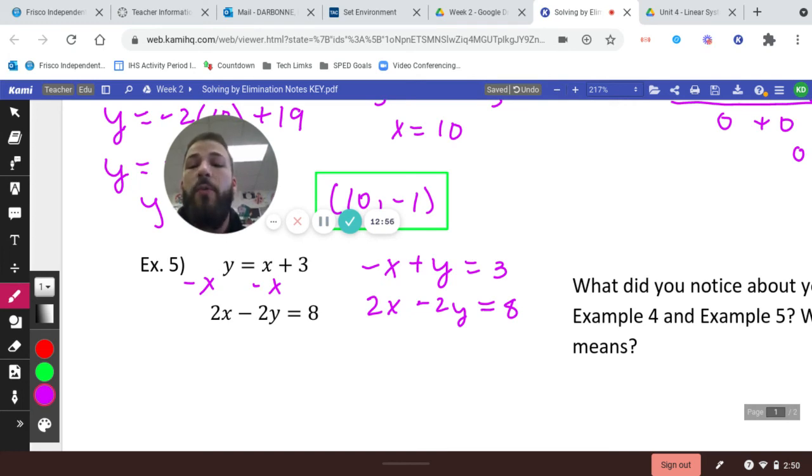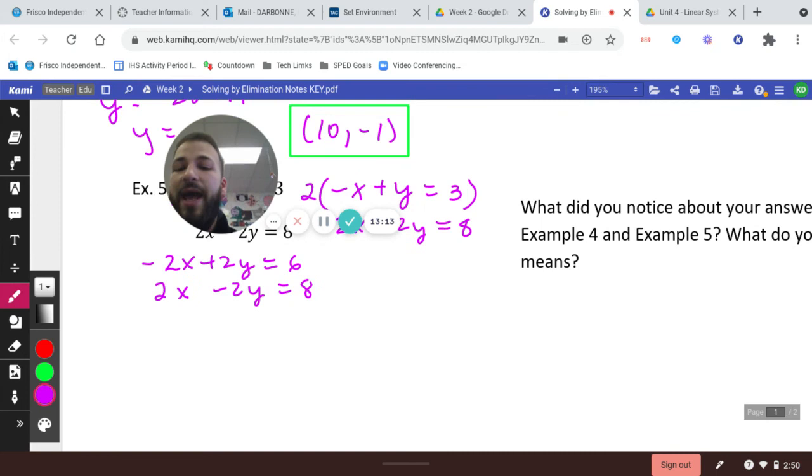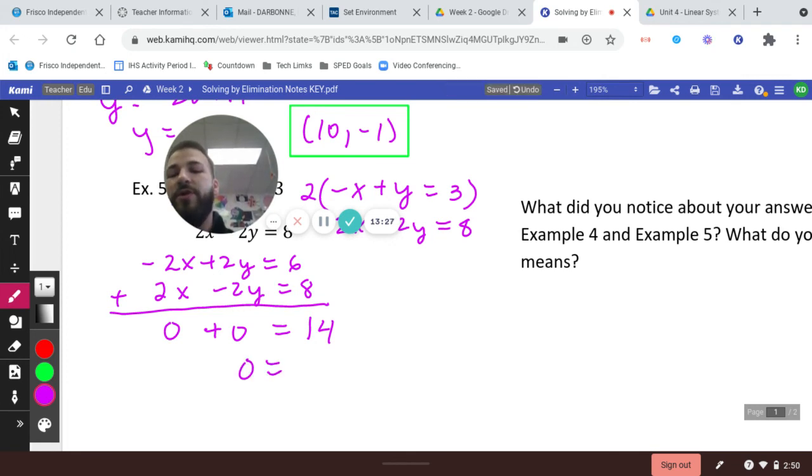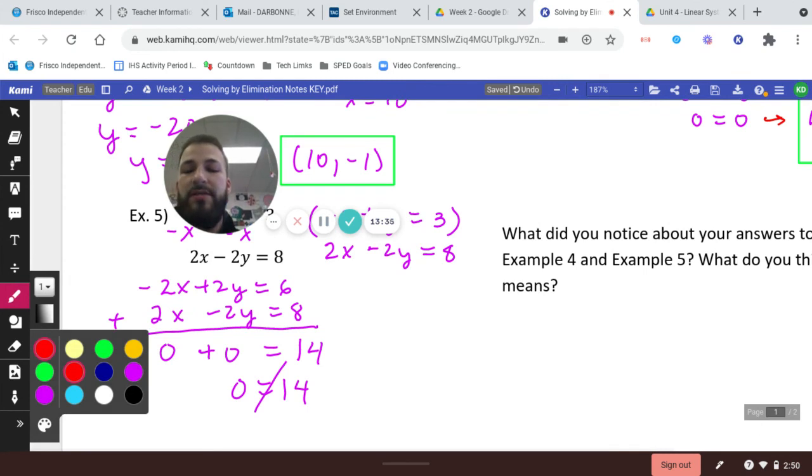So once again, negative x, 2x, y, negative 2y, we're not going to get it to cancel out, but this time we can just multiply one equation. We can multiply the top one by 2. So in doing that, we get negative 2x plus 2y is equal to 6, and 2x minus 2y is equal to 8 still. So now we can add across. Negative 2x plus 2x is 0. 2y plus negative 2y is 0. 6 plus 8 is 14. Okay, well, 0 equals 14. That's not true. So instead of our infinite solutions, this one is our no solutions.